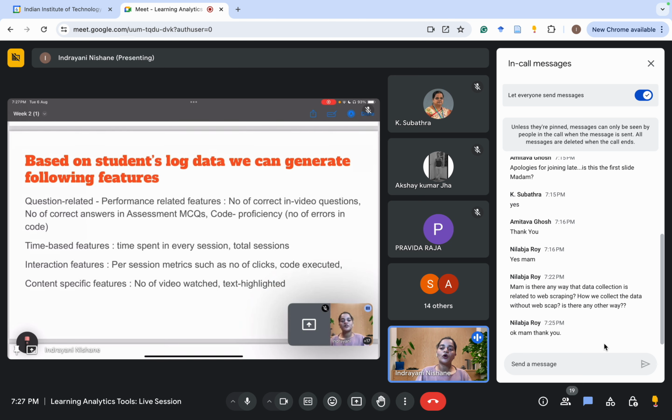Based on the log data, the examples given here show the different features we can generate. Some are performance related. If a video is playing with in-video questions in between, how many in-video questions were they able to answer correctly and incorrectly? For example, on the Swayam platform there are assignment questions. Out of 10 questions in an assignment, how many has each learner answered correctly? That data will give us a performance-related feature.